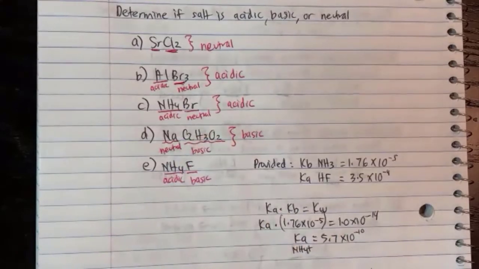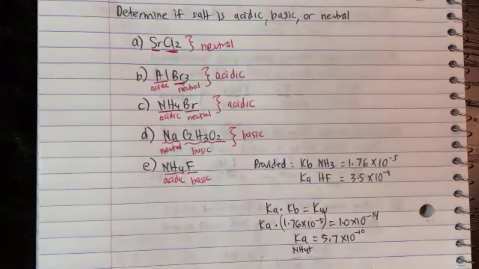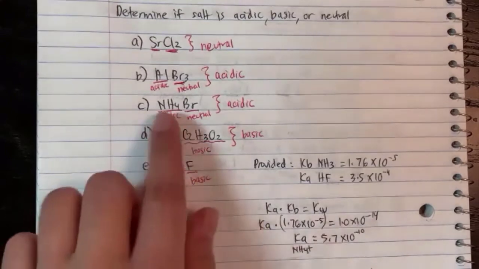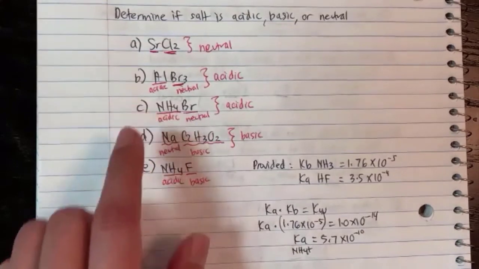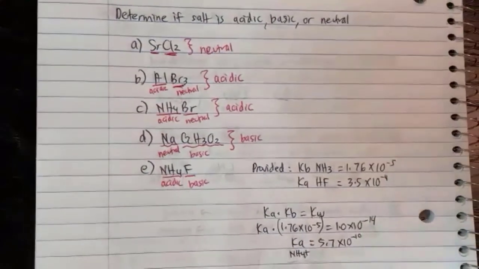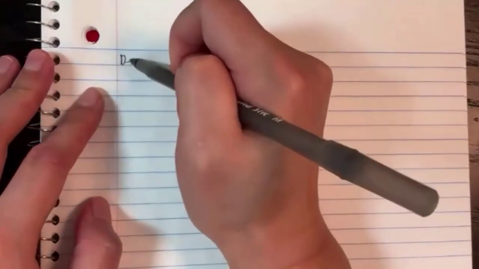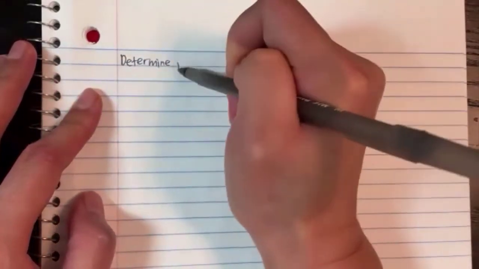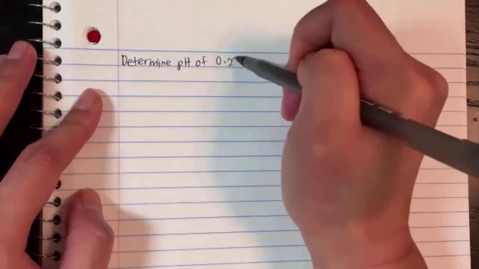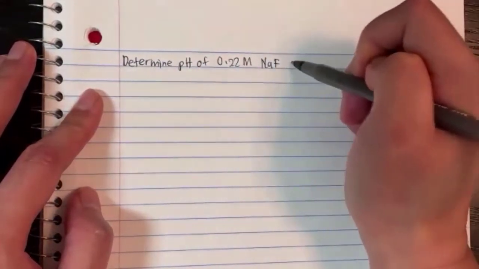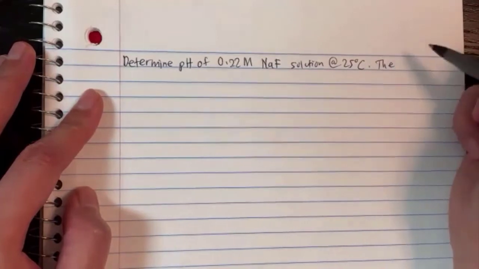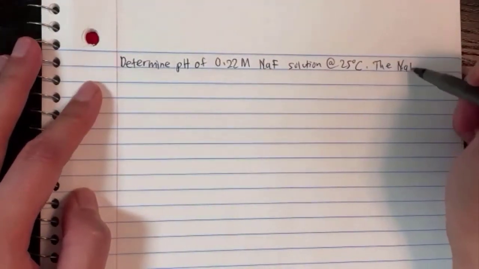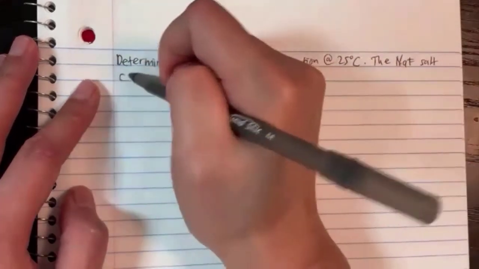Okay, so I'll do the base one, because the base one always has the tricky part: to get the pH, you have to get the pOH first. If you have something acidic, you go straight to the pH, so it's not as tricky. It's really just one extra step. So let's try one that would be a basic one. The question you would see looks something like this. It will say, determine the pH of a 0.22 molarity NaF solution at 25 degrees Celsius. And then they'll be nice. A lot of times they'll give you a hint like this: the NaF salt completely dissociates.